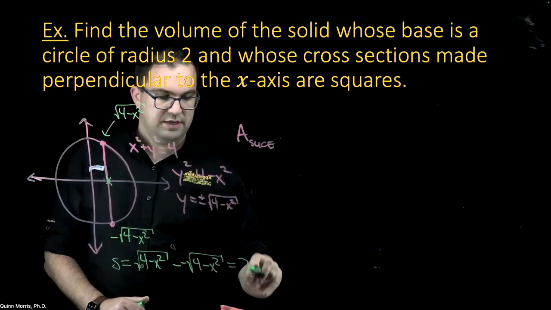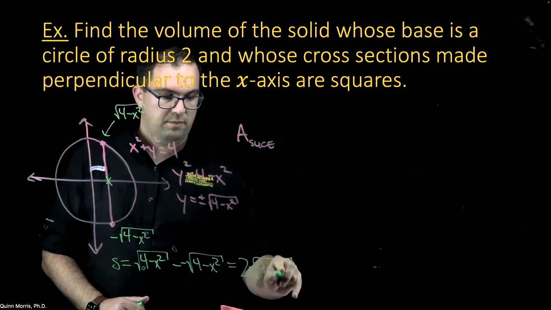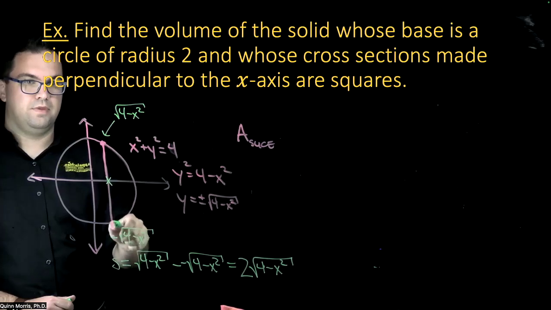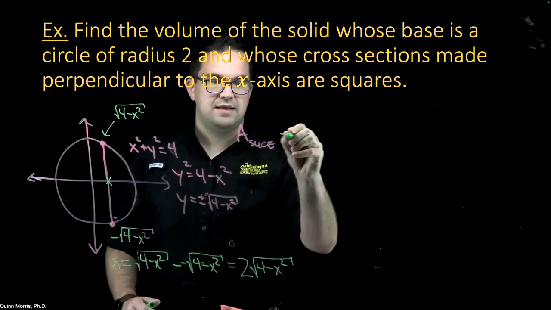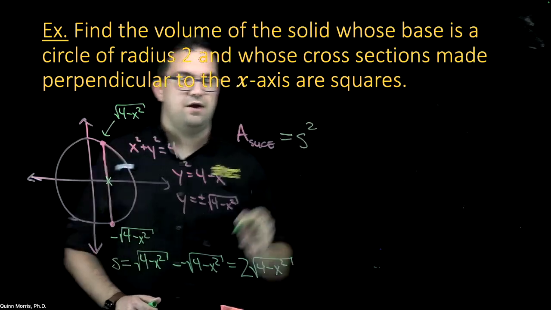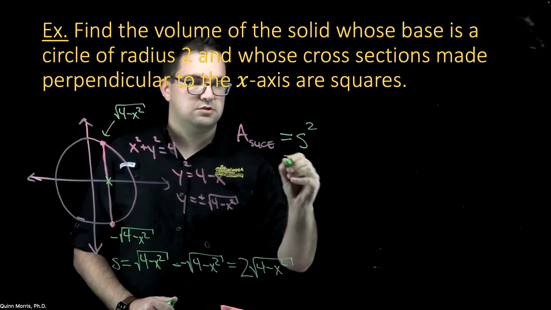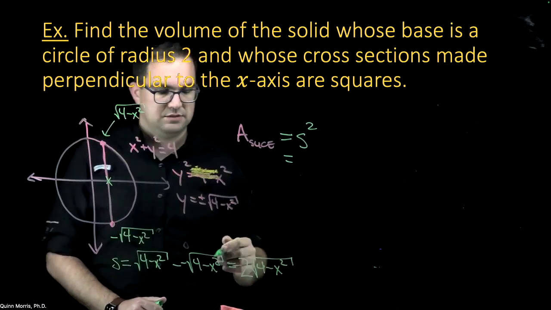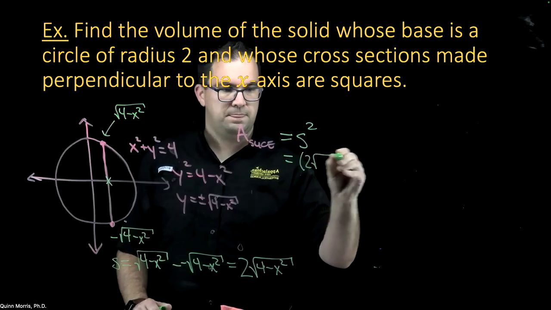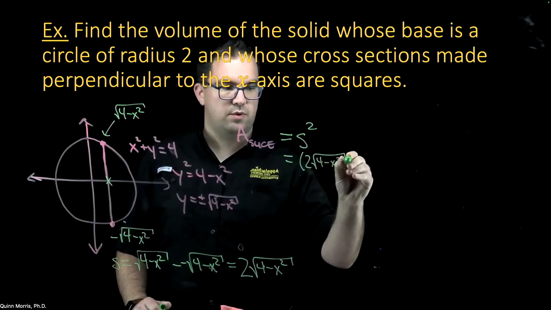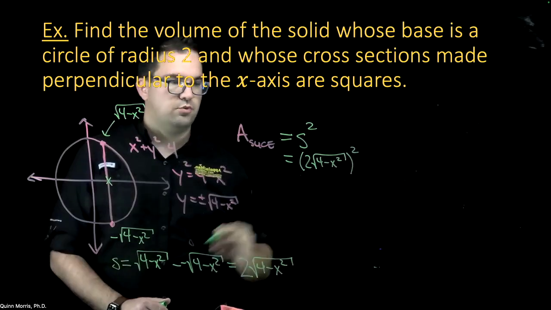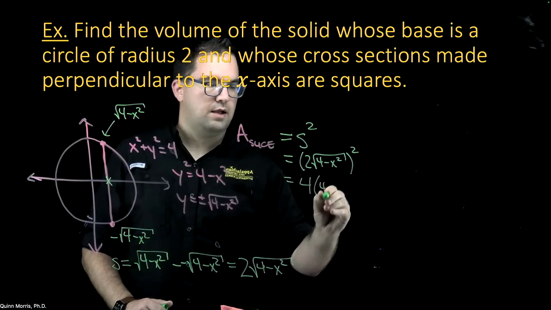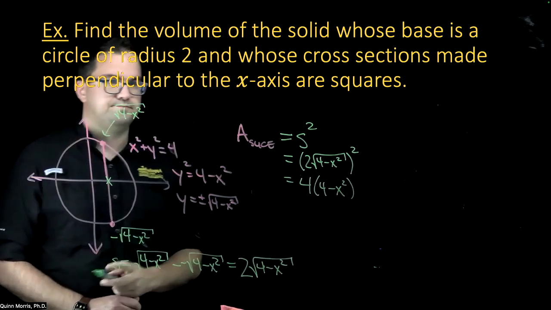And so what you see is you get 2 times the square root of 4 minus x squared to be this length here. Now, that's going to be my side length that I'm going to use to find the area of this slice. So the area of one of these cross-sectional slices perpendicular to the x-axis is going to be 2 square root of 4 minus x squared, whole quantity squared, which simplifies to 4 times 4 minus x squared.